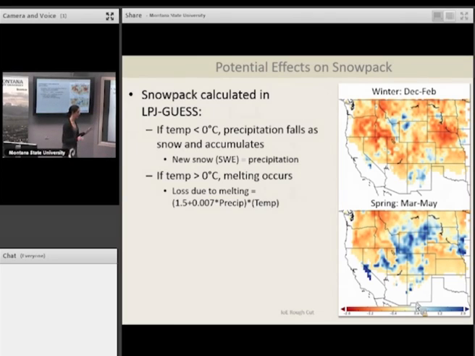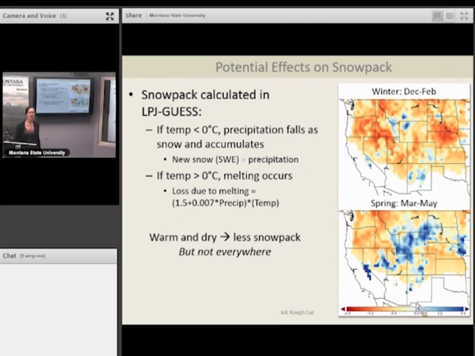But the main point that I wanted to make with this is that what we would expect for at least the northern United States is warm and dry conditions means less snowpack. And that is what we see, particularly in the winter months when the impact of El Nino is strongest. But it's not spatially uniform. We do get these little pockets where it looks like there might actually be above average snowfall and snowpack. I think the time series is actually more telling for this.